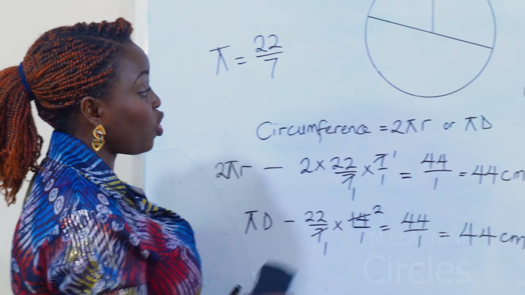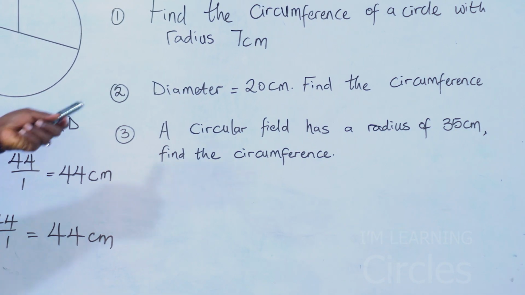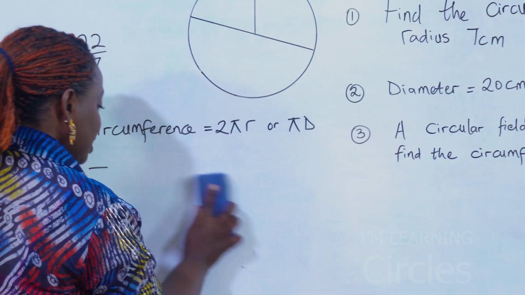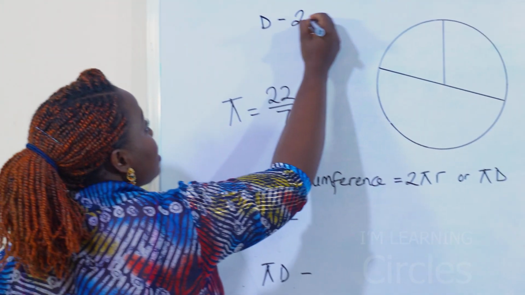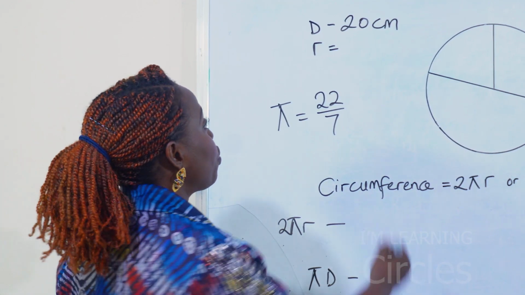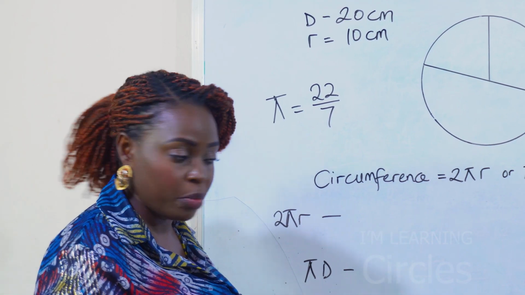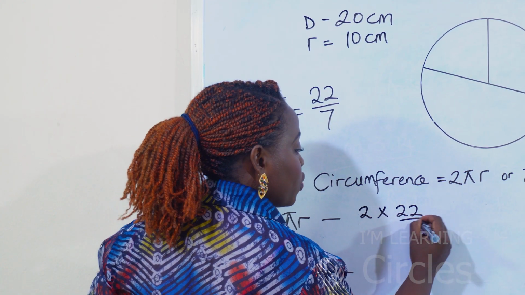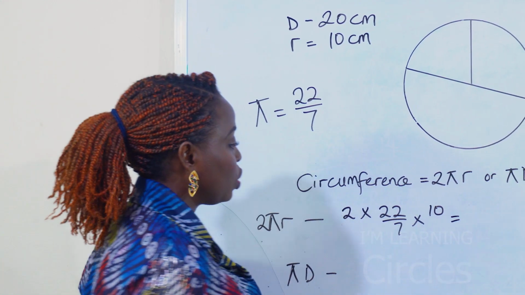Now if you notice, in the second question, we are not given the radius of that circle, but we are told the diameter of the circle. We are told that the diameter of that circle is 20 centimeters. Now, if my diameter is 20 centimeters, that means my radius, which is half of my diameter, is going to be 10 centimeters. Now let's plug that back into the formula. So we're starting with 2 pi r. 2 times pi, 22/7, times our radius, which is 10, is equal to, now let's work this out.